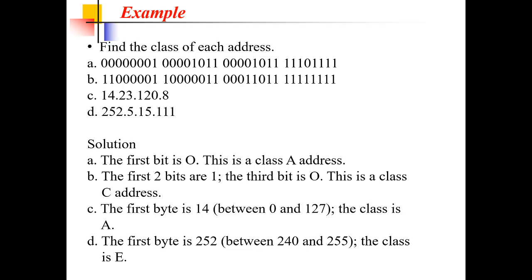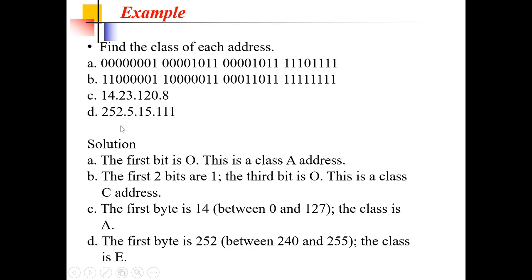Now take an example. Find the class of each address given below. Address A is given in binary, B is also given in binary, C and D addresses are given in dotted decimal. Now see, if you observe the first bit of the first byte, it is 0. So the first bit is 0, the class is class A address.